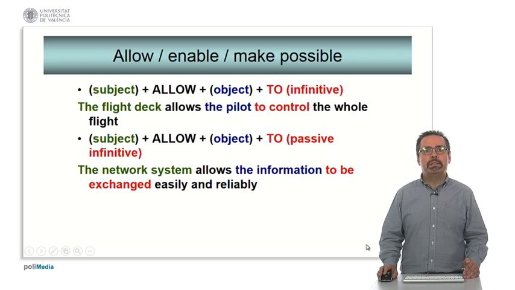Again, we must use the particle to. The network system allows what? The information to do what? To be exchanged easily and reliably. In this case, we're using the passive meaning.